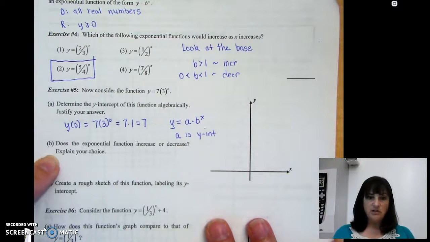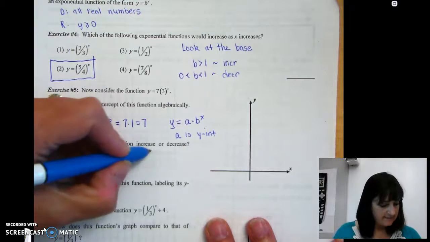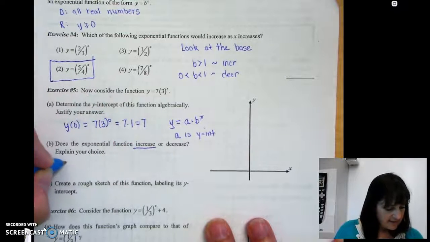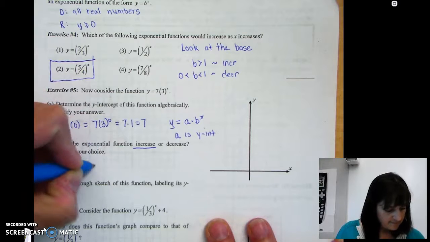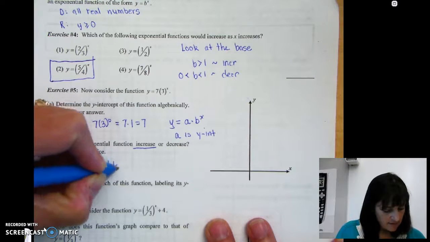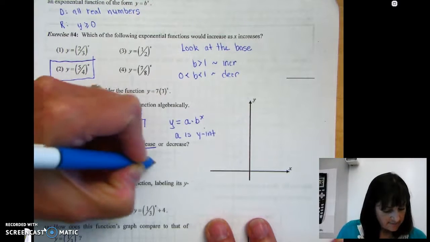I also know that this exponential function is increasing, and it is increasing because the base is greater than 1.